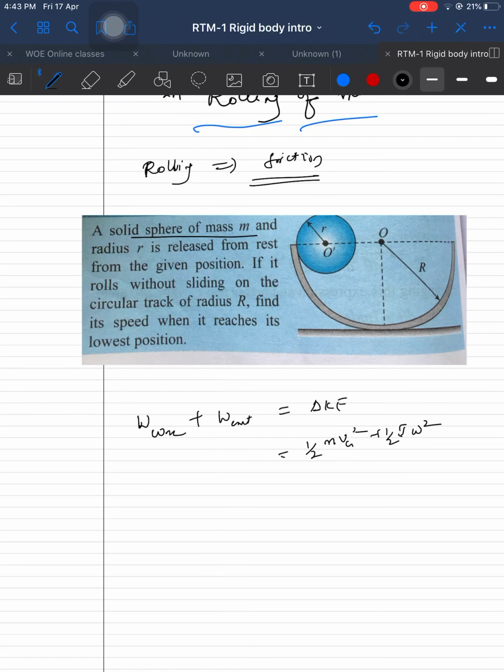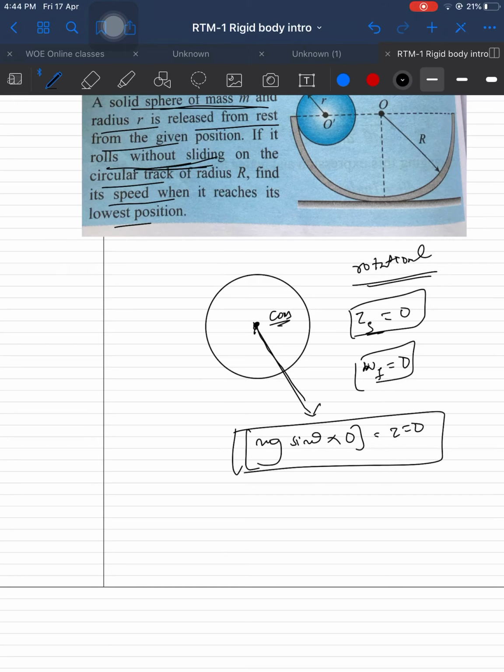Why, sir, is the torque due to gravity equal to 0? Torque is mg sin theta into r. What is the distance r between the line of force and the center of mass? 0. So torque is equal to 0. Nothing to worry about it. So the rotational work done, everything becomes 0. Nothing to worry about the rotational work done.